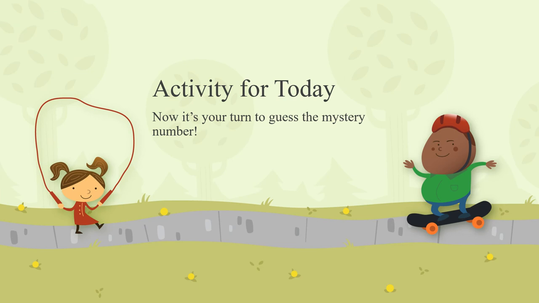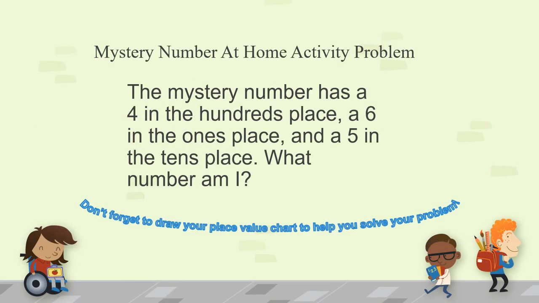Let's do our activity for today. Now it's your turn to guess the mystery number. So our mystery number at home activity problem. Follow along with me. The mystery number has a 4 in the hundreds place, a 6 in the ones place, and a 5 in the tens place. What number am I? And remember, don't forget to draw your place value chart to help you solve your problem.